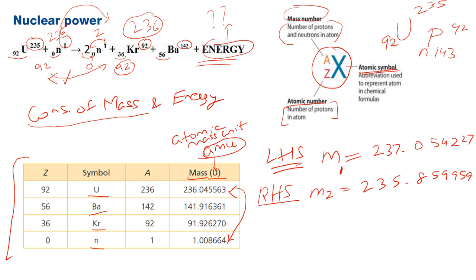Okay, so now you can see here that the value on the left hand side is greater than the value of the right hand side. Now it appears that this particular equation is violating the law of conservation of mass, but it is actually not. What is happening is the difference of the mass gets converted into energy. So there is something called the mass defect, which is delta M. Mass defect for a particular reaction is equal to the mass on the left hand side minus the mass on the right hand side. So tell me, what is this mass defect value?